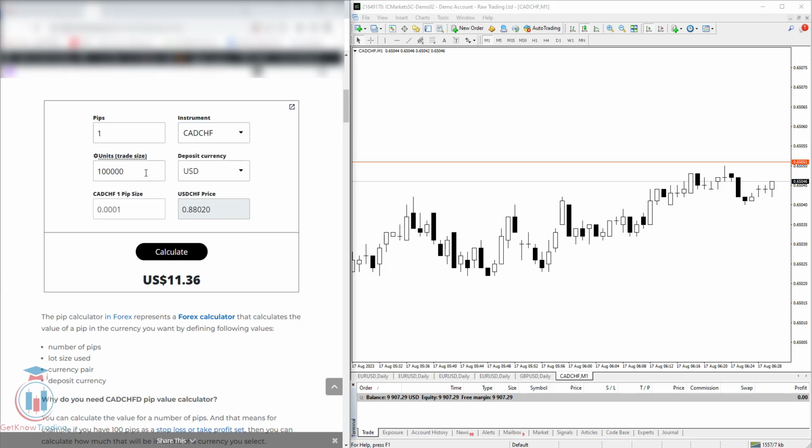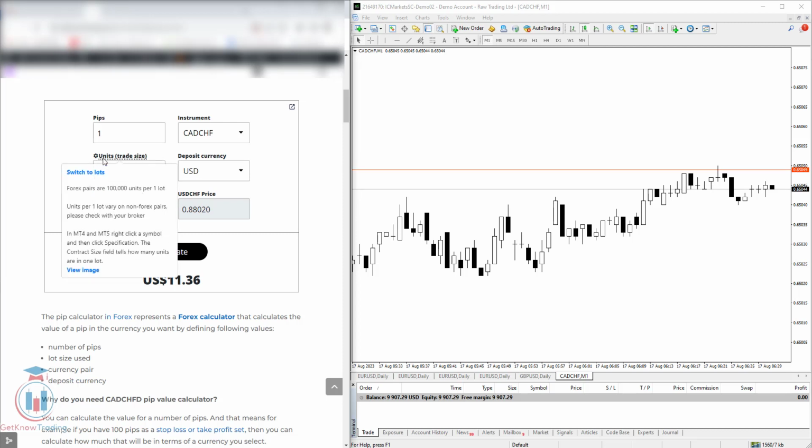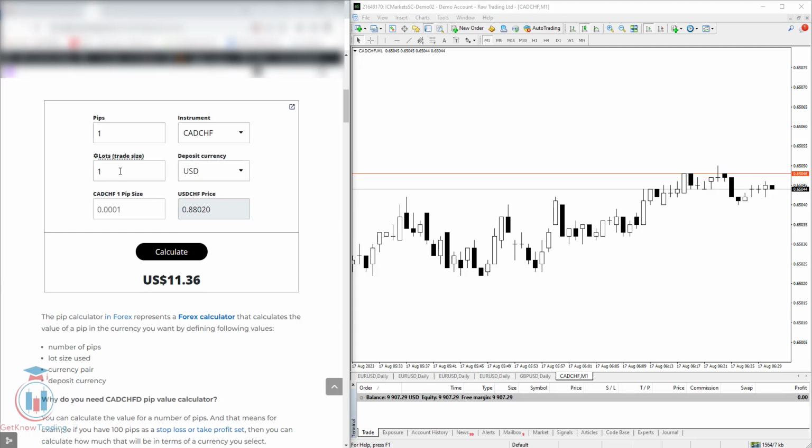Then you have here the units, which is the trade size, and that means how many units you would like to use in trading in this calculation. If you put 100,000 units, that means one lot. You can also put your mouse here and change the lots, which means instead of using units you can use the number of lots. So one lot is equal to 100,000 units. I will put units, as I started with in this video.